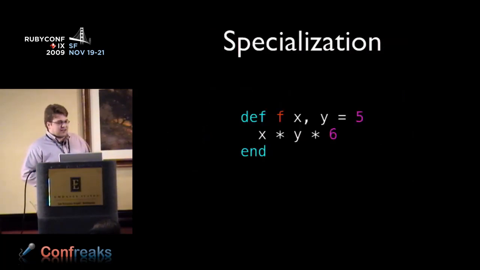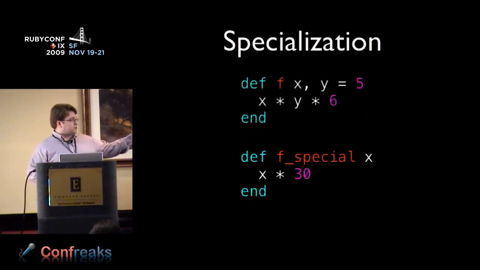Specialization is something that's a little bit more complicated. We might think of a simple method definition, and we have here an optional value that's already been specified for y. It may occur that in a lot of places in our program, we actually only ever pass one argument. That means that for those particular cases, the value of y is always going to be specified as 5. And so we can actually pre-compute this y times 6 to make a specialized version of the method where we've replaced that with an already completed calculation.